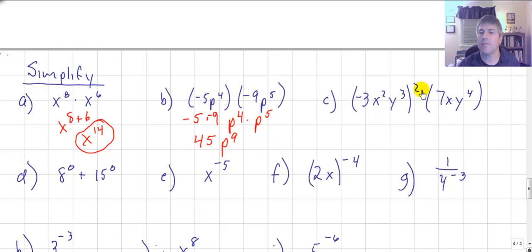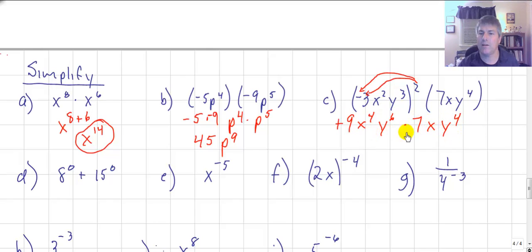Here I've got the same kind of thing, but a little bit more complicated in sample problem 3. Negative 3x squared y cubed, quantity squared, times 7xy to the 4th. Well, because this is all multiplication, I can square all of these. So be careful. I'm going to square the negative sign, and I'm going to square the 3. So I get positive 9, and I have a power raised to a power, so I multiply the exponents. That's 2 times 2, so it's x to the 4th, and then y to the 6th, because 3 times 2 is 6, times 7xy to the 4th.